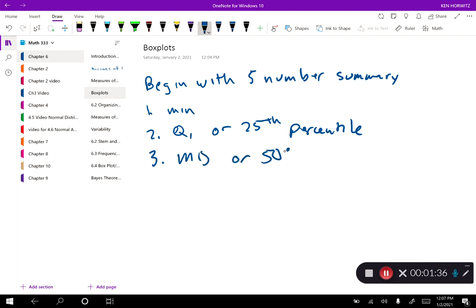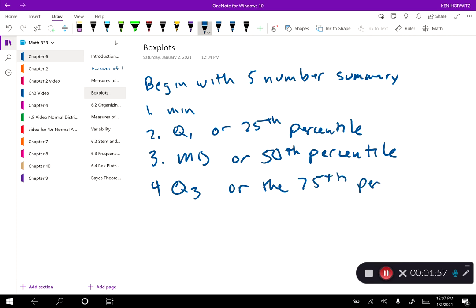or 50th percentile. Q3, or the 75th percentile. And the 5th is the maximum. All 5 of these numbers are going to be essential elements of your box plot.